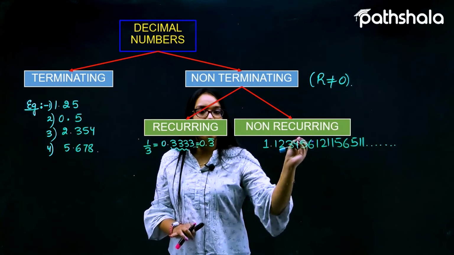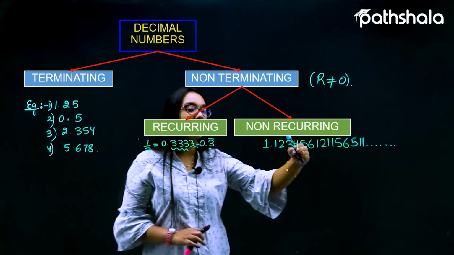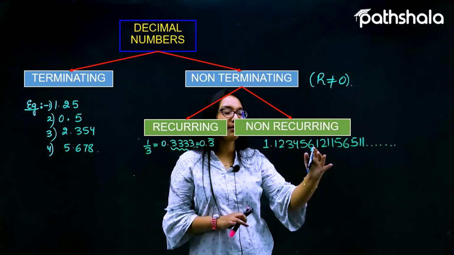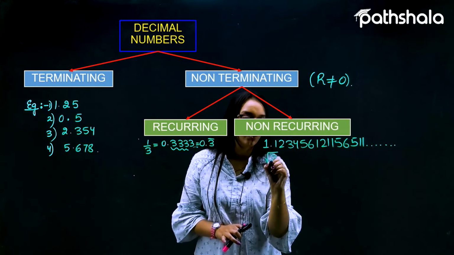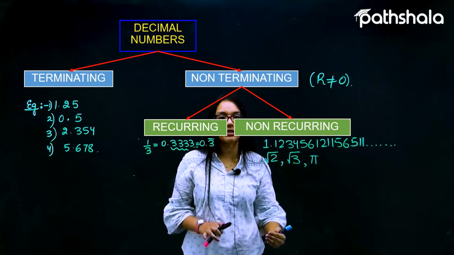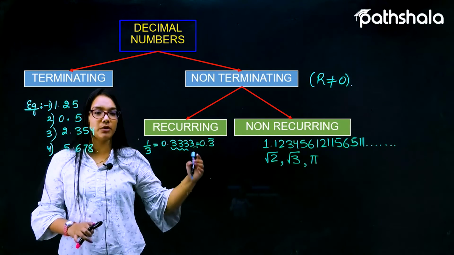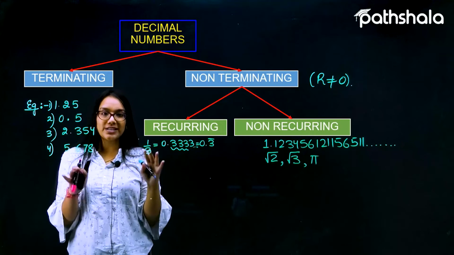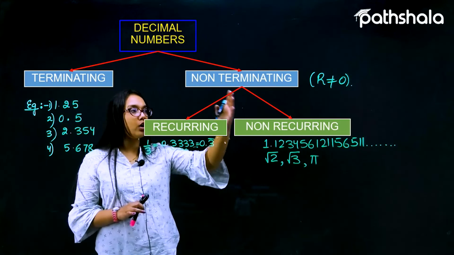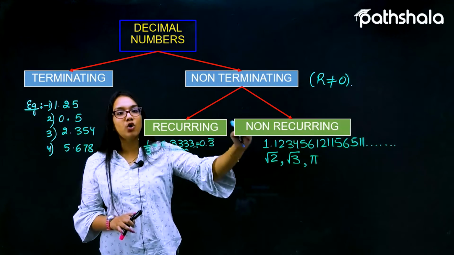Such a representation of decimal numbers is called non-terminating and non-recurring. The very famous examples of non-terminating and non-recurring numbers are square root 2, square root 3, or pi. These are called non-terminating and non-recurring decimal numbers. So this is all about the classification of decimal numbers, in which we have terminating and non-terminating, and the further division of non-terminating into two parts.